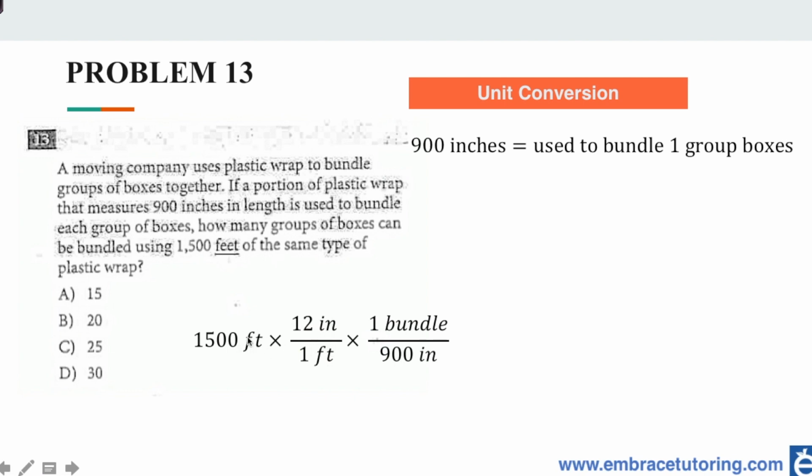But let's talk a little bit more. Why are we putting the feet down here on the bottom? The reason is because we're converting 1,500 feet here initially to inches. And I'm then converting inches purposely to bundles of those groups of boxes. So how many bundles of the groups could we do? Now, I'm going to immediately remove my feet by doing feet times inches over feet. My feet will cancel. I'm now in inches and multiplying inches by inches. And noticing here, we're putting the bundles again on top. The inches will cancel. And now we are in 1,500 times 12 times 1 divided by 900, which will give you 20 bundles altogether, making B your best answer choice for question number 13.